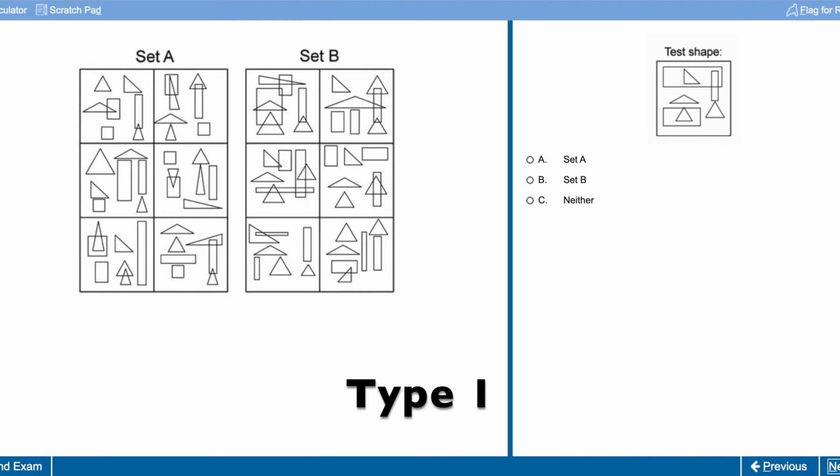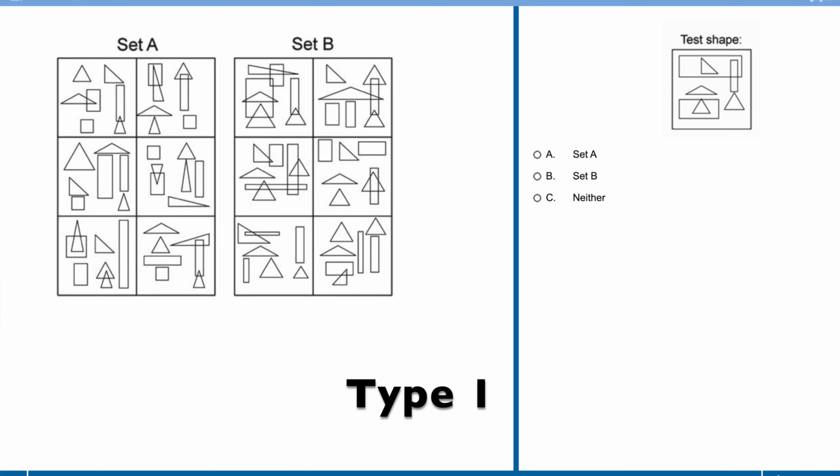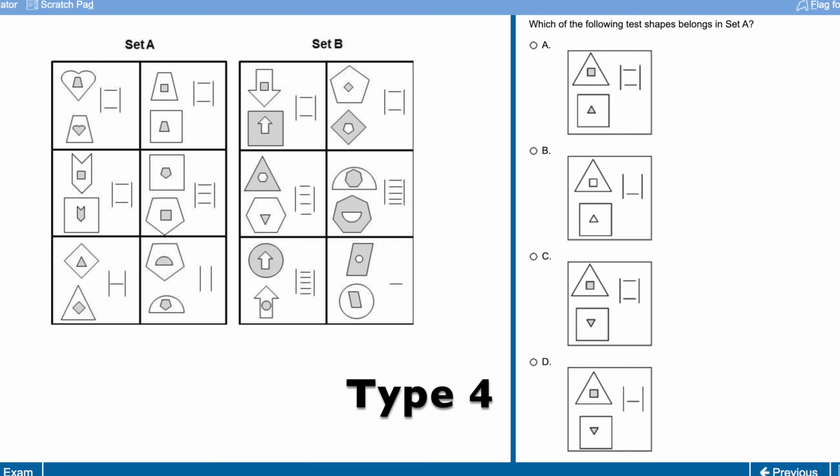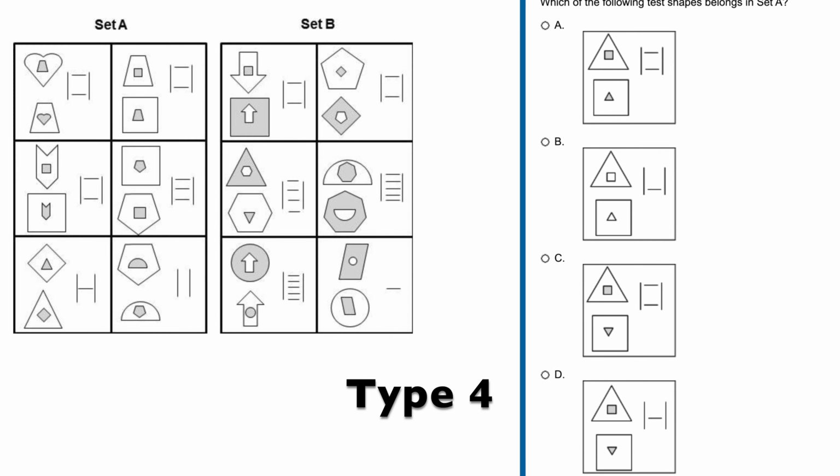There are 4 types of questions. Type 1 and Type 4 questions are very similar. You'll be given 2 sets, A and B, with 6 boxes each. Type 1 questions, you'll need to decide whether the question box belongs to set A, set B, or neither. And in Type 4 questions, you have to decide which question box belongs to set A or set B. Know that the majority of questions are either Type 1 or Type 4.